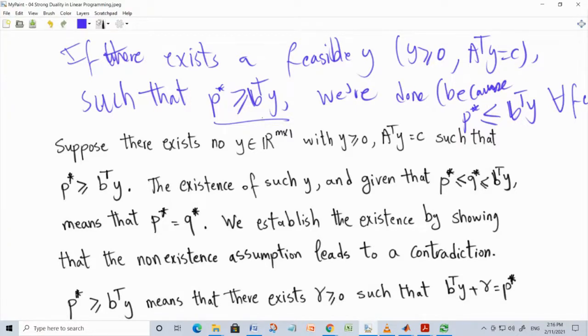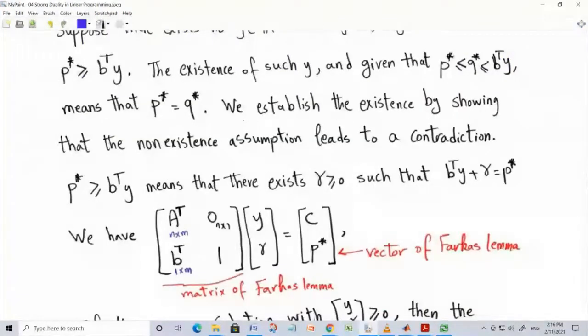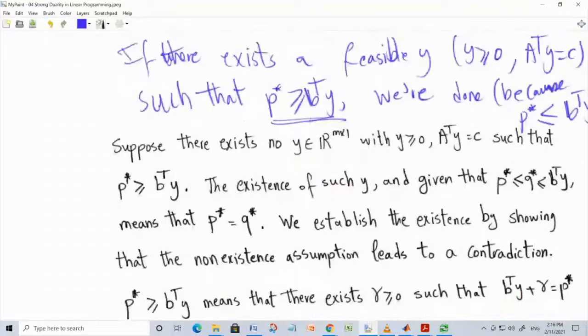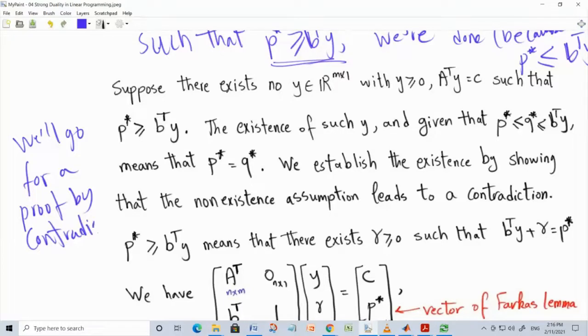And so it must be true that there exists a feasible Y for which B star is greater than or equal to B transpose Y. Okay, so proof by contradiction. And we will do the proof. The idea here is we will go for a proof by contradiction using Farkas Lemma.